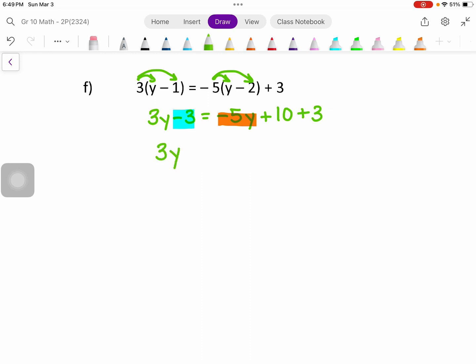So 3y subtract 5y becomes add 5y, and that is equal to 10 plus 3, which is 13, and a subtraction of 3 will become an addition of 3 when we move it. Let's simplify. 3y plus 5y is 8y, and 13 plus 3 is equal to 16. Last step, we'll divide by 8 to get y equals 2. So there is our solution to that question.